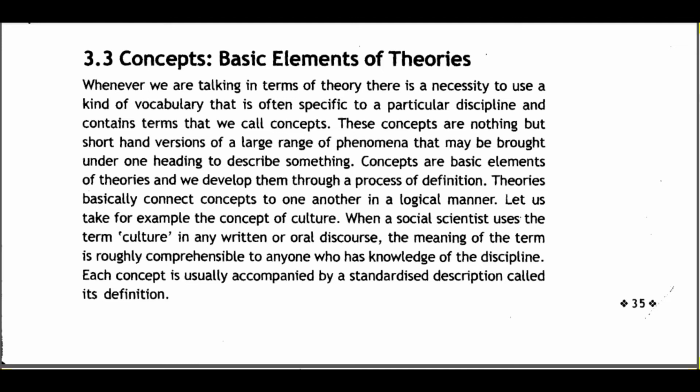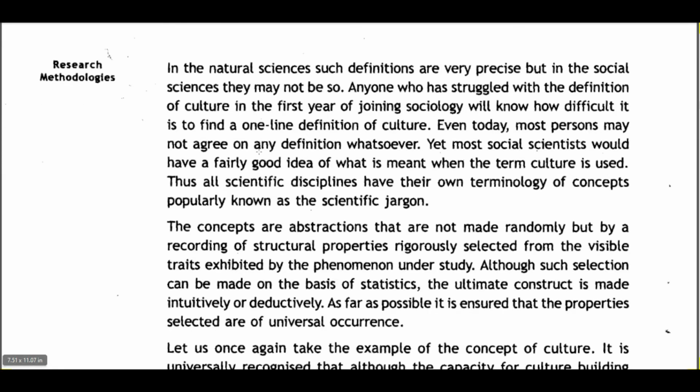When a social scientist uses the term culture in any written or oral discourse, the meaning of the term is roughly comprehensible to another who has knowledge of the discipline. Each concept is usually accompanied by a standardized description called its definition. In the natural sciences, such definitions are very precise, but in the social sciences, they may not be so. Anyone who has struggled with the definition of culture in the first year of joining sociology will know how difficult it is to find a one-line definition of culture. Even today, most persons may not agree on any definition whatsoever.